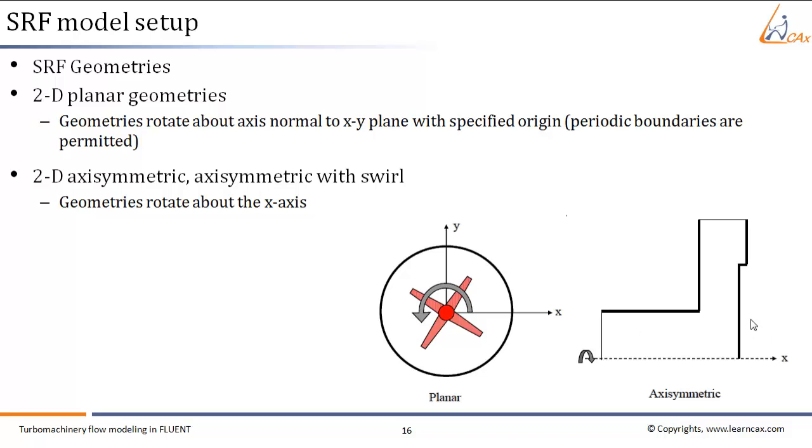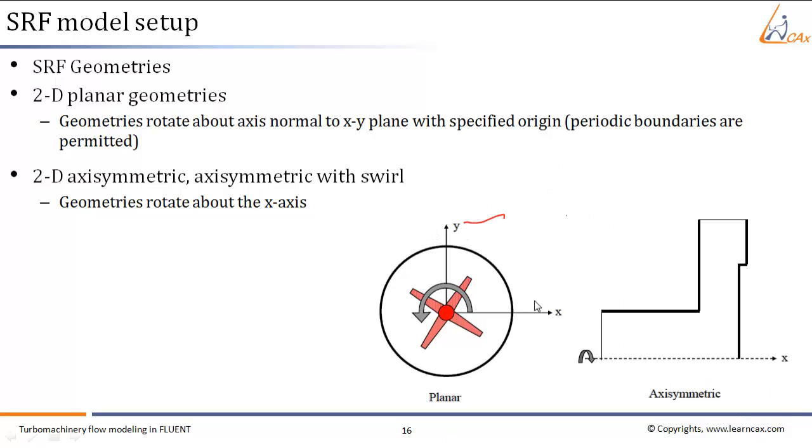What sort of geometric setup do we need for the SRF model? We are going to see that in this particular slide. First, let us see in 2-dimensional cases. For 2-dimensional cases, the geometries we can have are geometric rotation about the x-axis. For 2D planar geometries, we can have geometric rotation about axis normal to the xy plane with a specified origin.